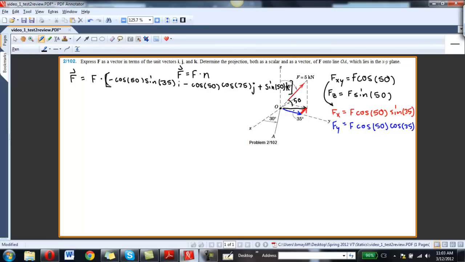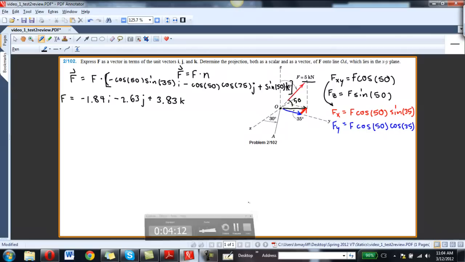That sort of ran on a little bit, but it shouldn't be too difficult to solve, seeing as F is 5 kilonewtons. So, just plugging in the numbers, I'll just do that quickly. And whoops, a little mistake there, actually the y's are going to be positive. Just remember that. So yeah, this is what we get for the F in terms of the unit vectors.